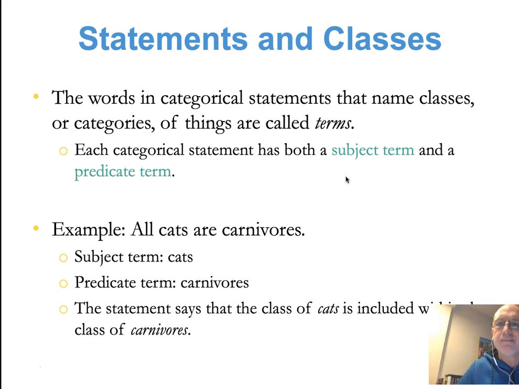The words in categorical statements that name classes or categories of things are called terms. Each categorical statement has both a subject term and a predicate term, so you need a subject and a predicate. For example, all cats are carnivores. The subject term that we see here is cats. The predicate term is carnivores. We're saying that the class of cats is included within the class of carnivores.